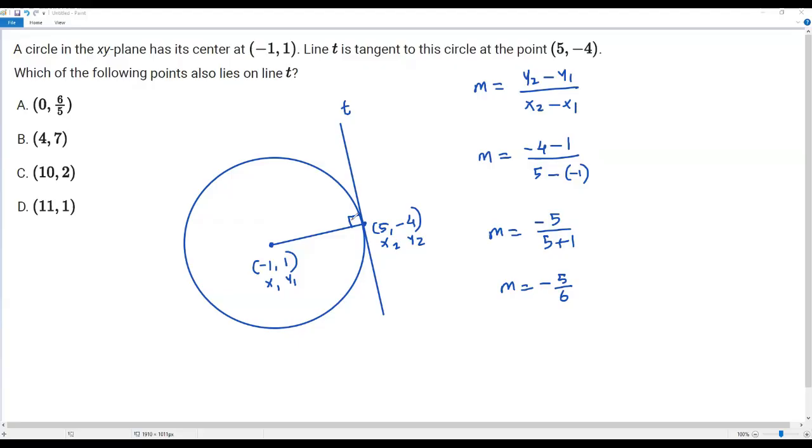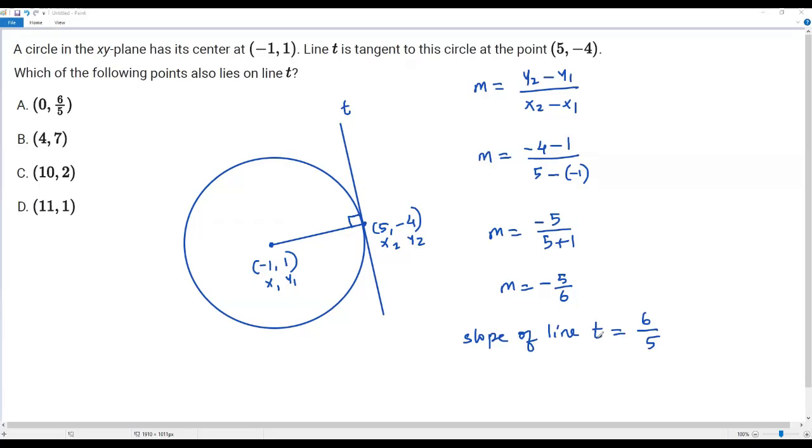Since the radius and the tangent line T are perpendicular to each other, we'll be able to get the slope of line T using the slope of this radius line segment, that is -5 over 6. So the slope of line T equals, I have to take the opposite sign of this slope. It's negative, so it has to be positive. And also I have to take the reciprocal of 5 over 6, that is 6 over 5. Okay, now I got the slope of line T.